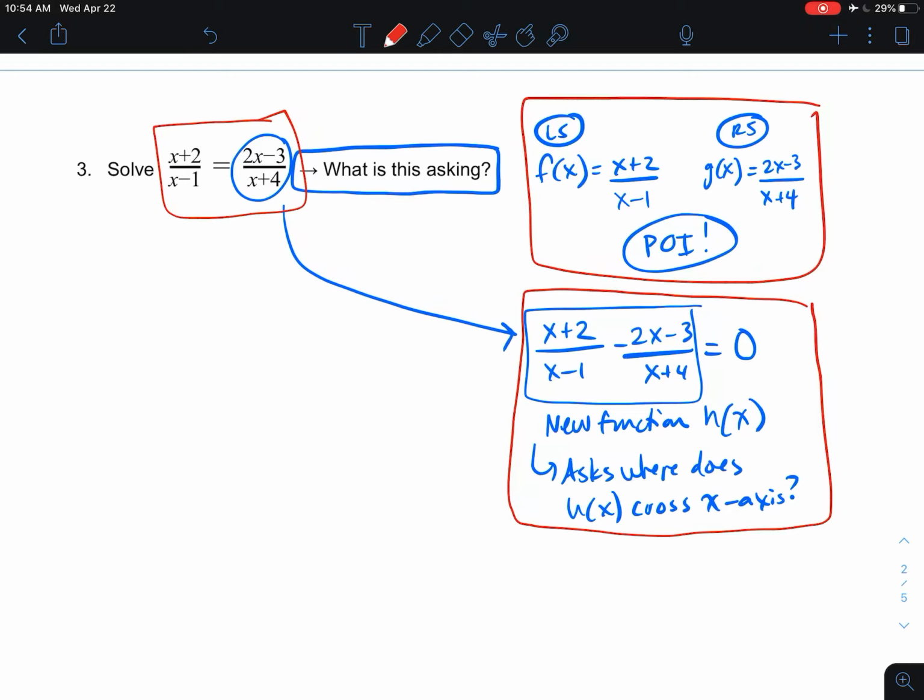So this time, should I start with the graph? Let's look at the graph at the end and let's tackle it algebraically, and then we can kind of compare all of that at the end. So we have x plus 2 over x minus 1 equals 2x minus 3 over x plus 4.